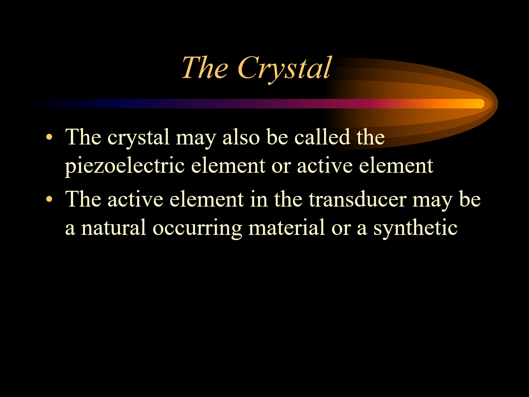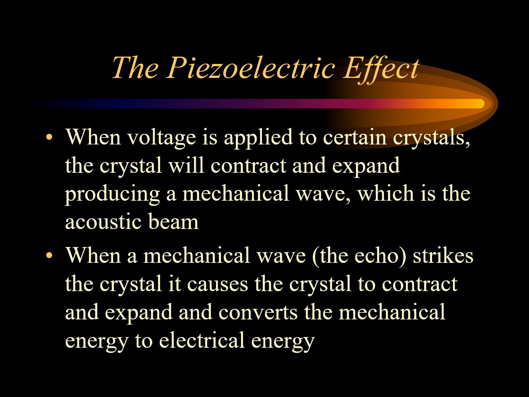The crystal is the active element within the transducer, and it can also be known as the piezoelectric element. The active element in the transducer may be a naturally occurring material, or it can be synthetic or man-made. The piezoelectric effect occurs when voltage is applied to certain crystals. The crystal will contract and expand, producing a mechanical wave, which is the acoustic beam. When a mechanical wave or the echo strikes the crystal, it causes the crystal to contract and expand and then converts the mechanical energy to electrical energy.